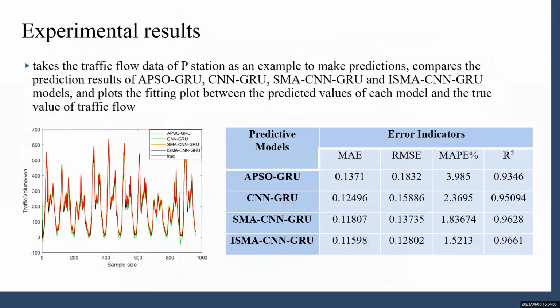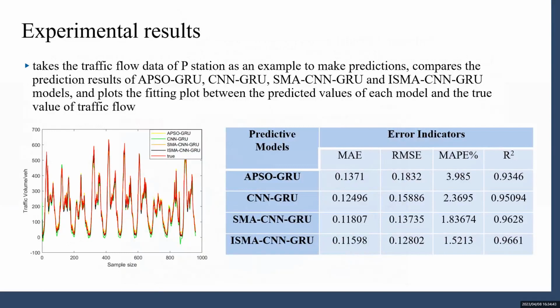and compare the prediction results of APSO-GRU, CNN-GRU, SMA-CNN-GRU, and ISMA-CNN-GRU models, and plot the fitting plot between the predicted values of each model and the true value of traffic flow. The ISMA-CNN-GRU model can fit the true value curve better. It can be seen that although the prediction results don't show a significant difference between summer and autumn, the ISMA-CNN-GRU still shows high prediction accuracy.